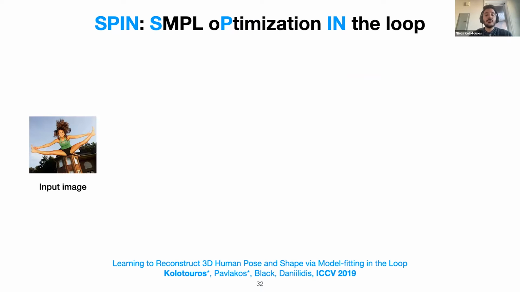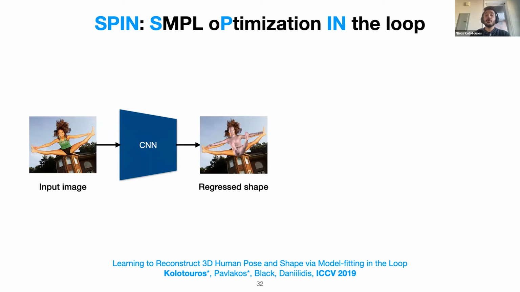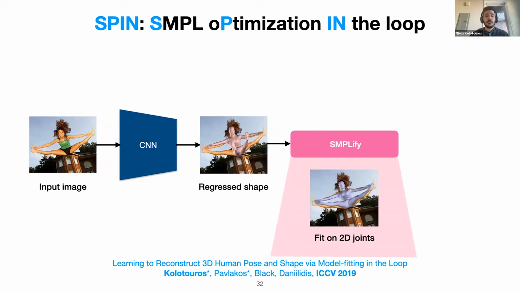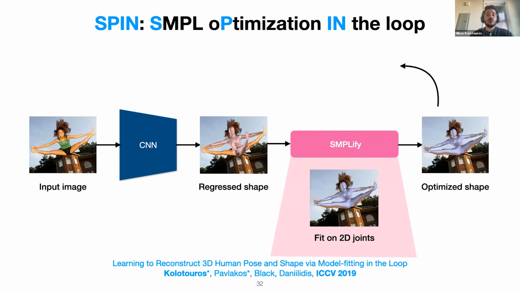These observations led us to develop our ICCV 2019 paper, SPIN. SPIN stands for SMPL oPtimization IN the loop. Our key contribution here is the new way we approach the neural network training. We train our network as follows. At each training iteration, we feed an image into a network that predicts the SMPL model parameters. We then use the regressed body to initialize the optimization that fits the model on 2D joints. After this converges, we use the optimization output to supervise the network.